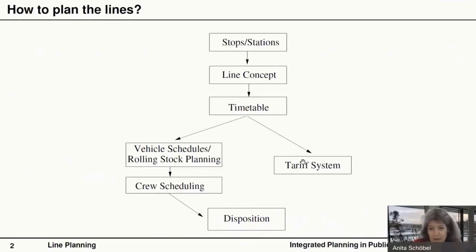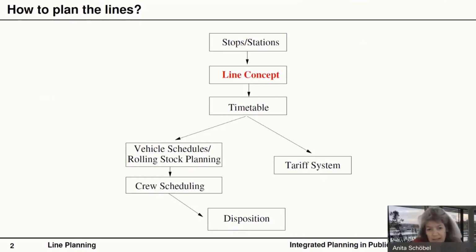So the main part is how to plan the lines, and as you see in this sketch, the line concept is the second step you need if you would like to set up a public transport supply. So you first have to locate stops and stations, then you can design the lines, then you can add the timetable. And then we have other planning stages that follow.